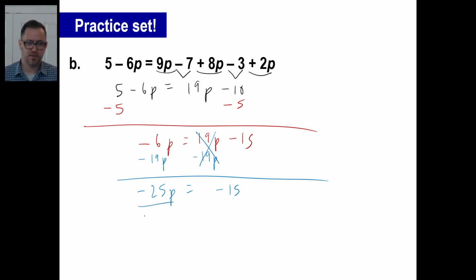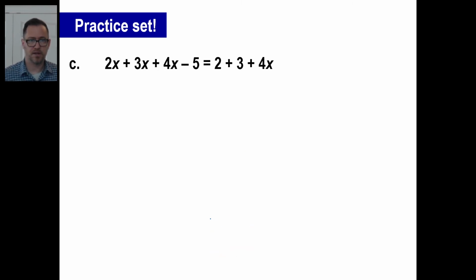And the first thing is to divide by negative 25. Divide by negative 25. And we have p is equal to, a negative divided by a negative is, of course, a positive. Okay, let's go ahead and reduce the fraction. 15 over 25. What goes into both of those? 5, right? It goes 3 times here. It goes 5 times there. And there we go. Okay, pause it now and go ahead and try C.